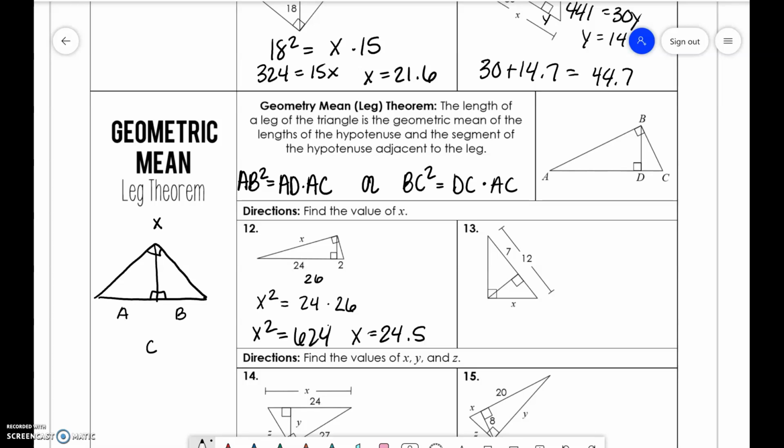Then for here, we have to figure out what this part is. So 12 minus 7 is 5. So X squared is equal to 5 times 12. X squared is equal to 60. Take the square root of 60, and we get X is equal to 7.7.